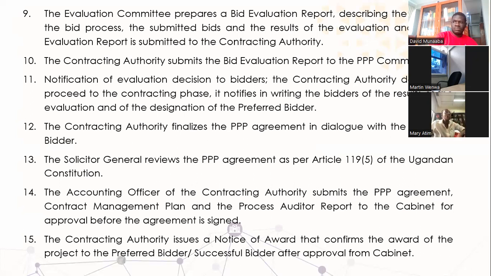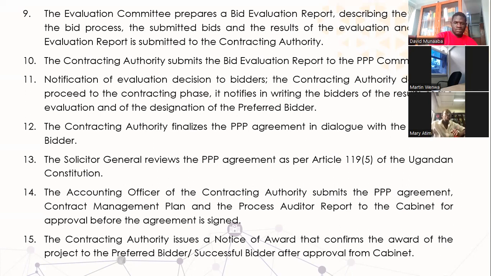phase, the bidders are notified of the results, and of course, there's designation of the preferred bidder. The contracting authority will provide the final PPP agreement in dialogue with the preferred bidder. The Solicitor General reviews the PPP agreement as per Article 119, Part 5 of the Ugandan Constitution.